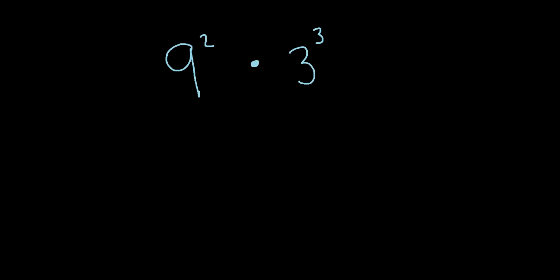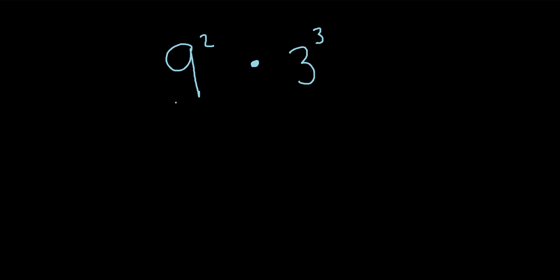In this video, we will talk about how to multiply exponents with different powers and different bases. So I have 4 examples for us to work through here. Let's check out this first example. Let's say we have 9 squared times 3 to the third. How can we multiply these values?